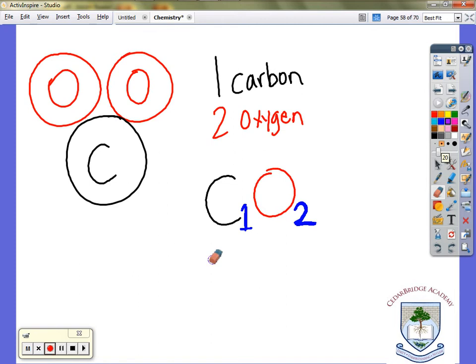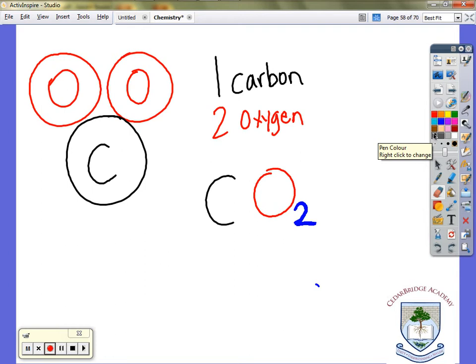Now just like in math, whenever you have the number 1, there's no need to put it there. In math, if you have 1x, you can just call that x. But if you have 2x, it has to be called 2x. Alright? So just like in math, for chemistry, we do the same thing. Whenever you have a 1, there's no need to show it. So what we have is CO2, carbon dioxide.